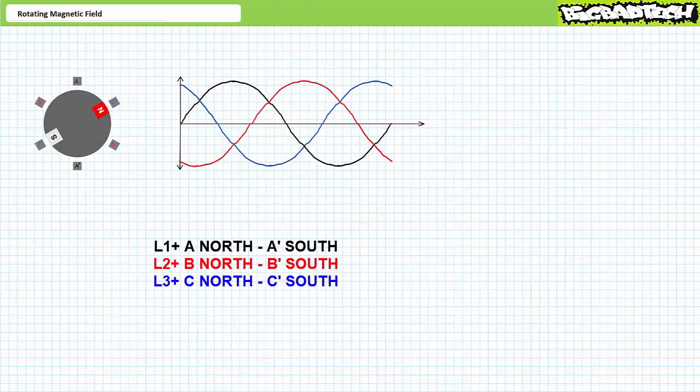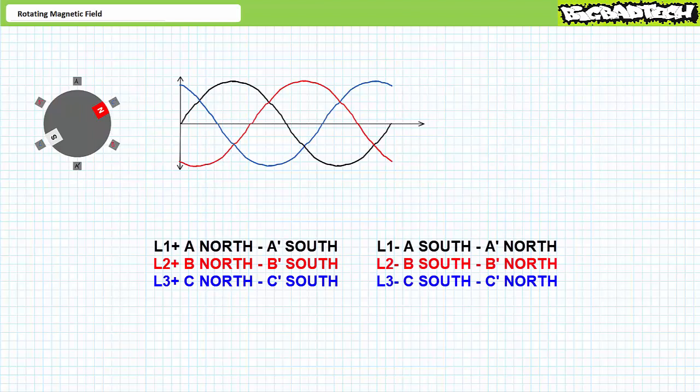Let's assume the motor is wound such that the A, B, and C ends all achieve north magnetic polarity, and the associated A', B', and C' ends all achieve magnetic south polarity when their associated phases achieve maximum positive polarity. Whereas, when their associated phases achieve maximum negative polarity, let's assume this motor is wound such that the A, B, and C ends are souths, and the associated prime ends are norths.